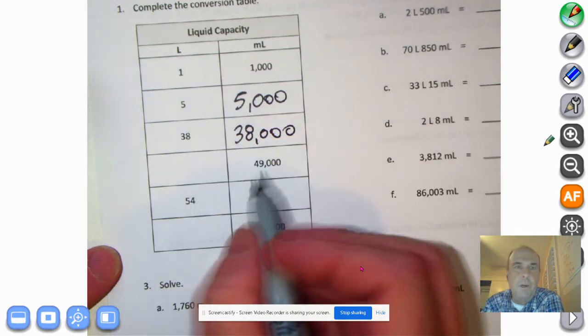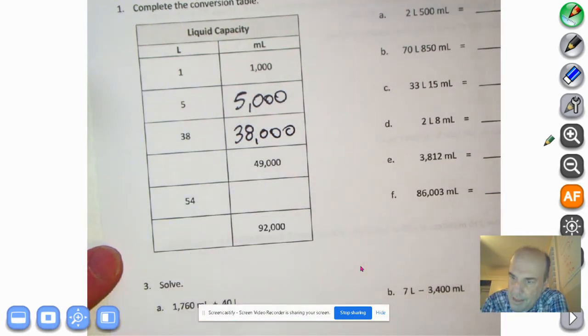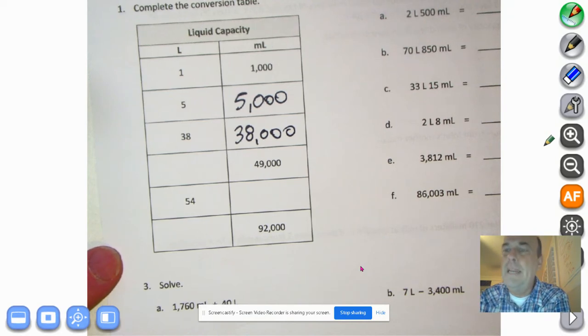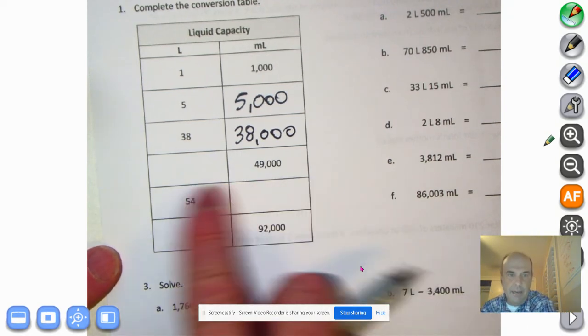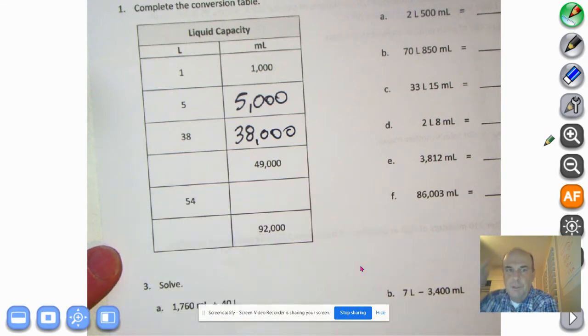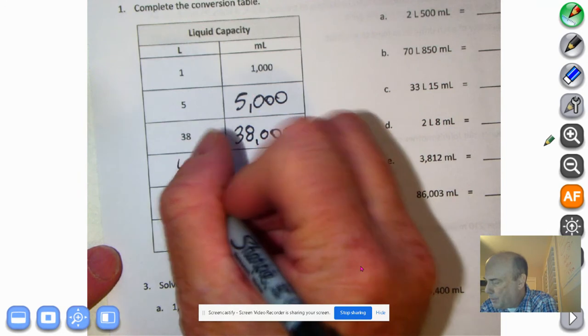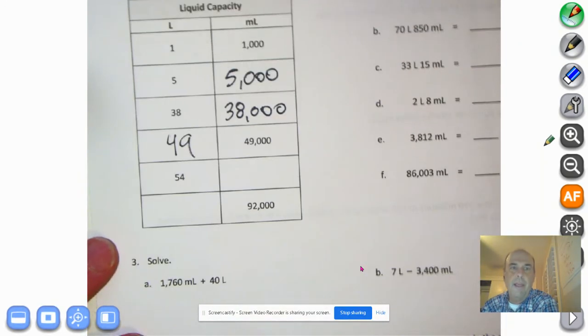Let's go to the next one. We're going from milliliters to liters. Remember, 1,000 milliliters is equivalent to 1 liter. So we had 49,000 milliliters. How many liters would we have? Use your head. If you said 49 and wrote down 49, you are correct. Let's go to 54. 54 liters.